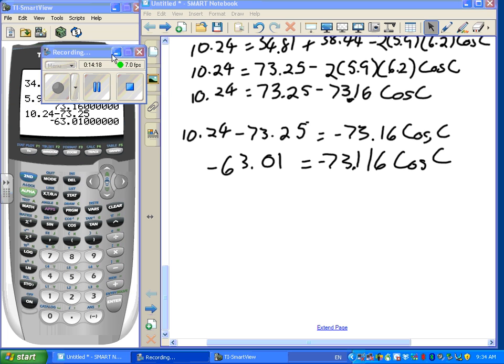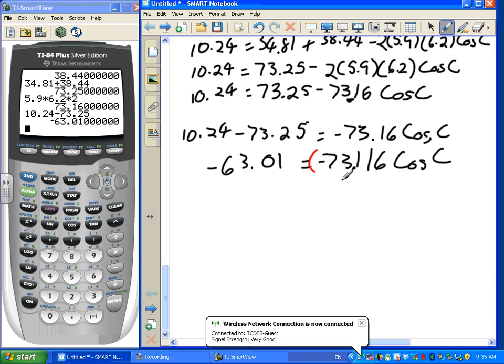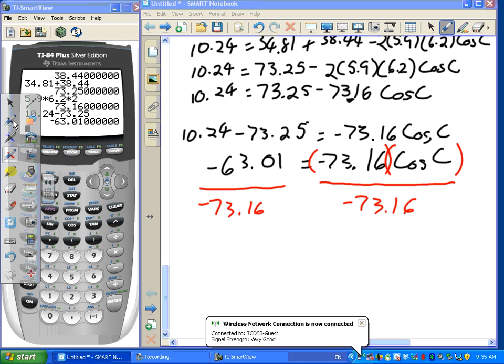Okay, so now that I have this, I have to isolate C. The first thing I'm going to do is I want you guys to imagine that negative 73.16, oh, there's an extra one in there. It should only be 73.16. Okay? 73.16 is one number, and cosine C is another number. So in order to move that, I need to divide this side by negative 73.16, and I need to divide this side by negative 73.16.